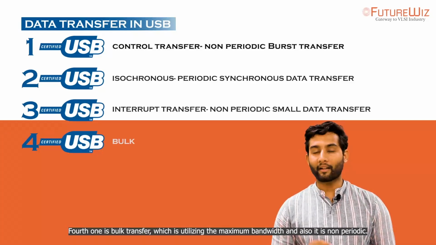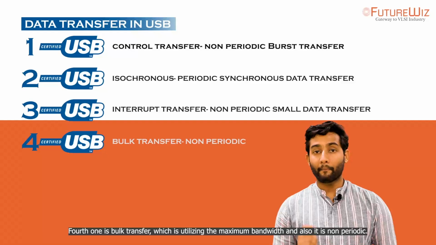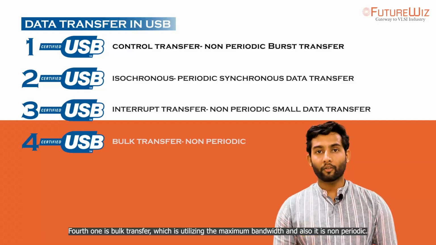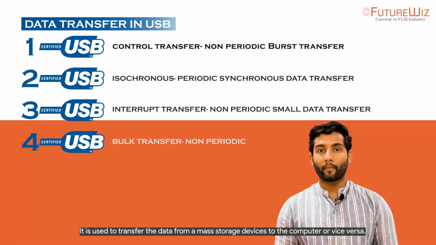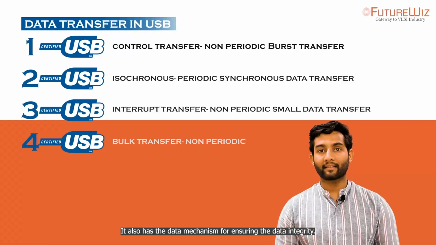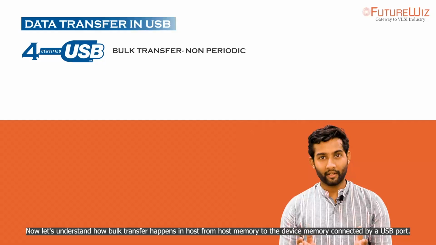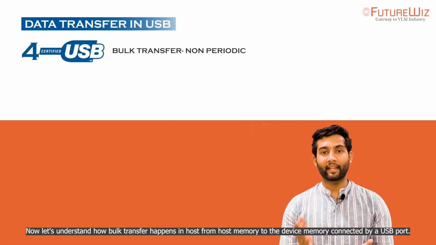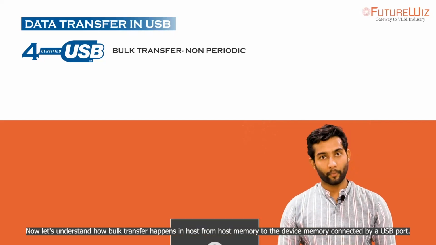Fourth one is bulk transfer, which utilizes the maximum bandwidth, and also it is non-periodic. It is used to transfer data from a master device to the computer or vice versa. It also has a real-time mechanism for ensuring data integrity. Now let's understand how bulk transfer happens from host memory to device memory, connected via USB port.